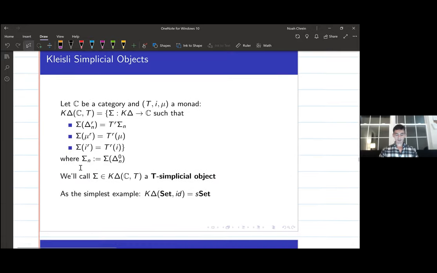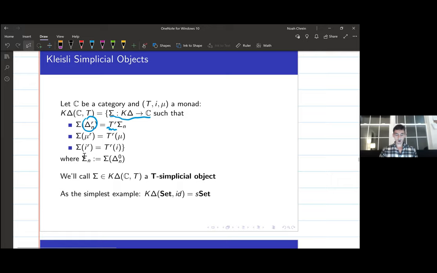So if I want to talk about a Kleisli simplicial object, I want to talk about functors from this Kleisli simplex category into my category C. And what this does is, if I apply it to the Rth delta, so delta R n, the R tells me how many times I need to apply my monad T. Okay?